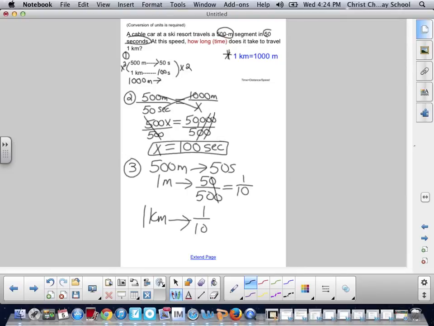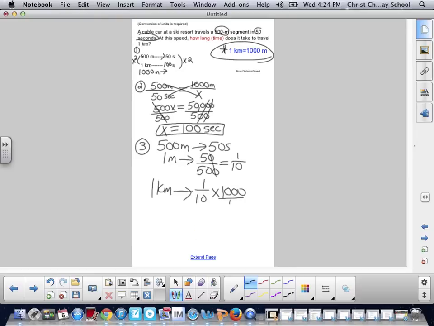So for 1 kilometer, it is 1/10 times, now here's where our conversion comes in. We're going to times it by what? Well, we have to remember our information up here, 1 kilometer equals 1,000 meters, so we're going to times it by, you guessed it, 1,000. And then remember, 1,000 is over 1, and we can divide 1,000 by 10, and we're going to get 100 seconds. So there's 3 different ways that you could have figured out that problem.